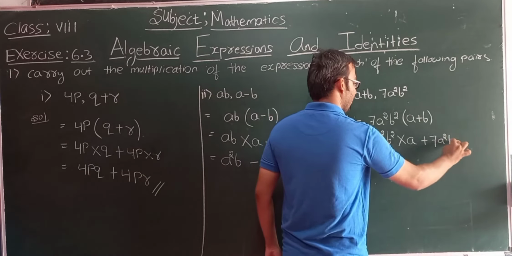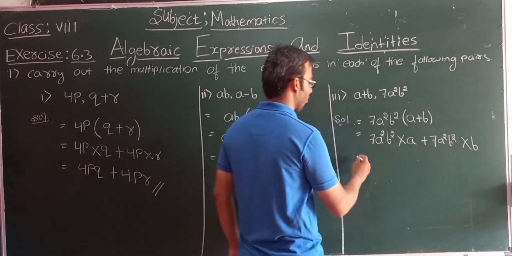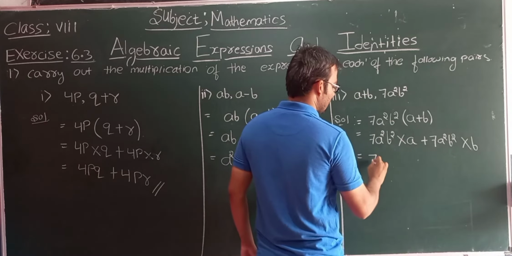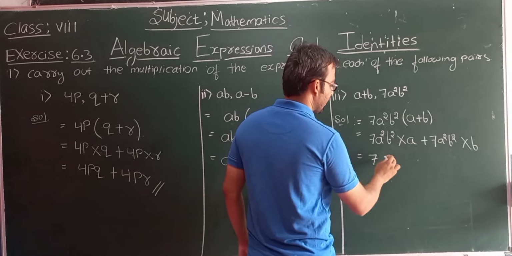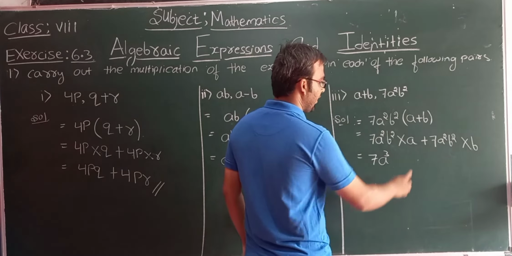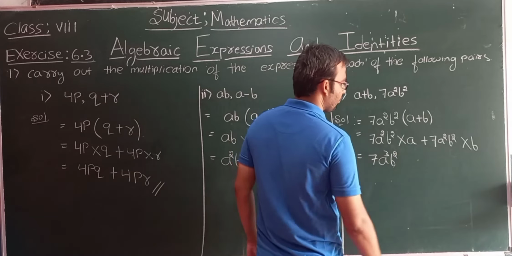7a square b square with b. Okay, students. So here nothing is there, means 1 will be there. So 7 ones are 7. Here a square is there. So here a is there. So a square into a is what? A cube. Okay. And here there is no b, so here only b square. So write b square.